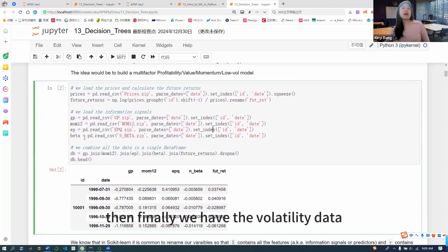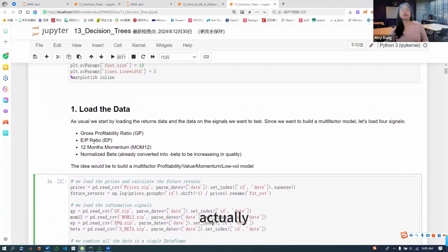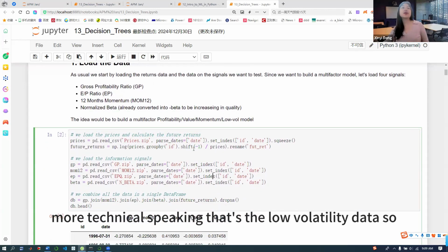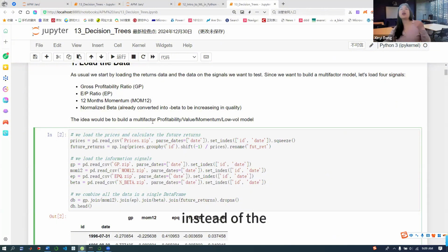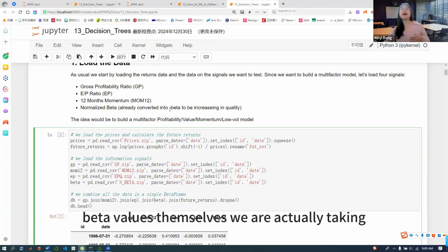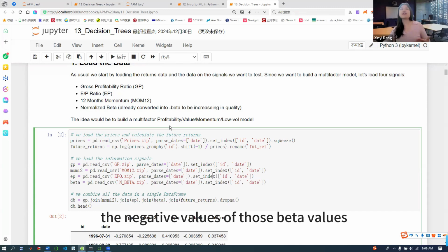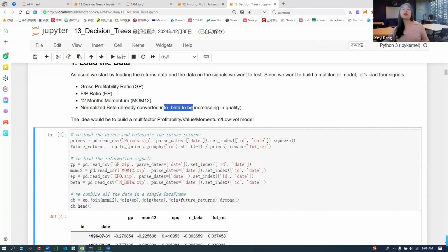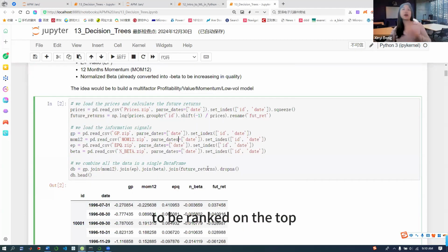Then finally, we have the volatility data. Actually, more technically speaking, that's low volatility data. So instead of the beta values themselves, we are actually taking the negative values of those beta values, because we basically want the low volatility stocks to be ranked higher, to be ranked on the top.